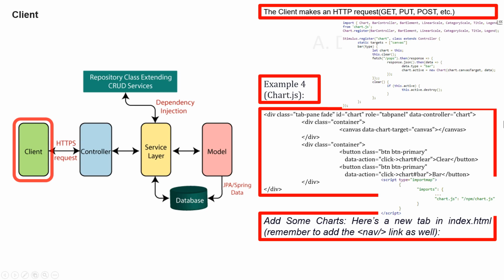So let's start by adding chart.js to the application in pom.xml as a dependency, and in index.html we add the import map and some JavaScript to render the chart. And the new controller implements bar and clear actions from the buttons in HTML.